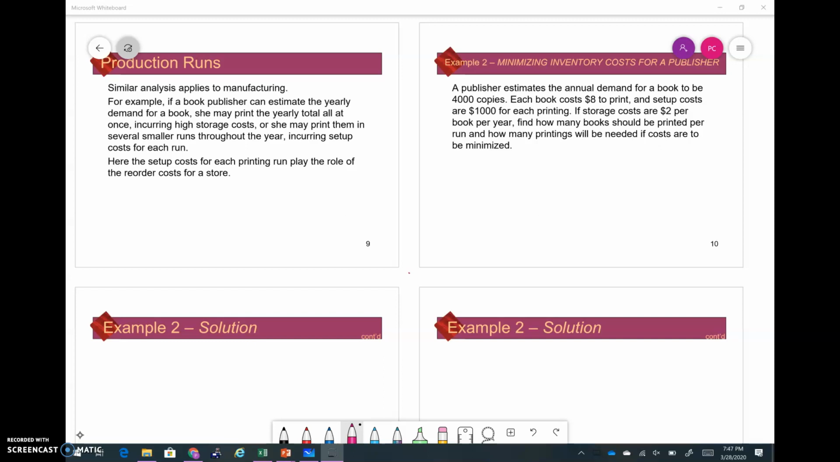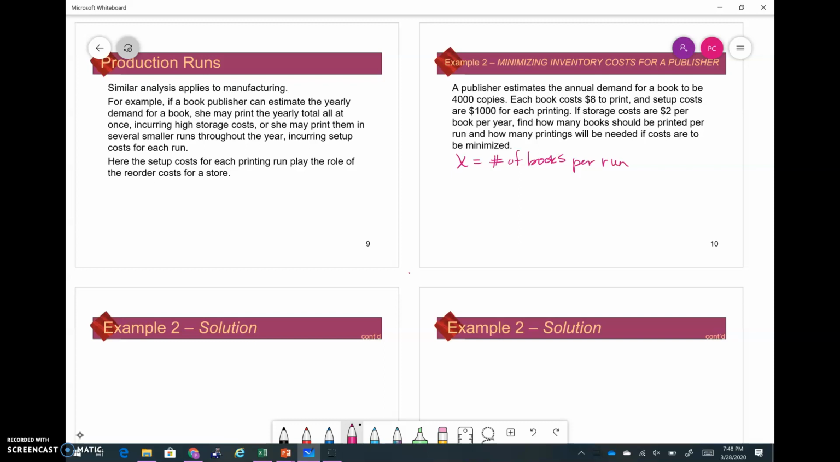Looking at example 2, it says a publisher estimates the annual demand for a book to be 4,000 copies. Each book costs $8 to print, and setup costs are $1,000 for each printing. If the storage costs are $2 per book per year, we need to find how many books should be printed per run and how many printings will be needed if costs are to be minimized. So in this problem, our x is going to be the number of books per run, each printing of the book.